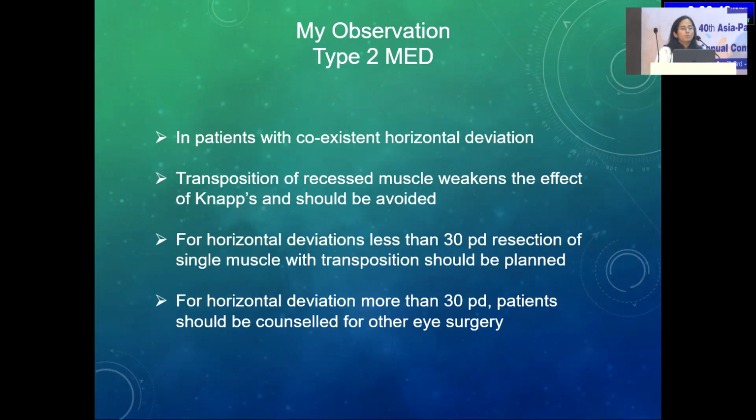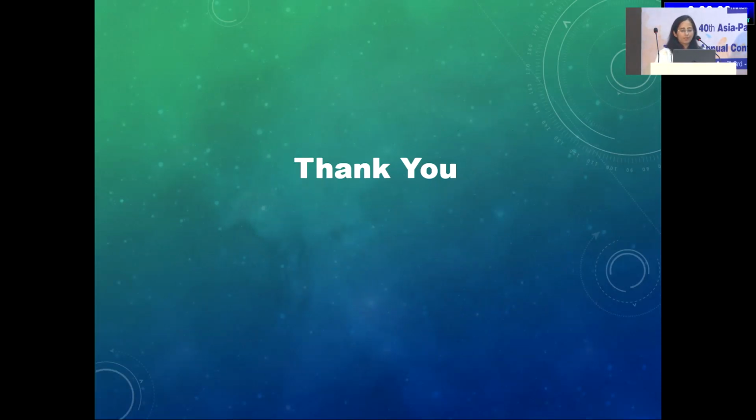For type 2 MED, in patients with coexistent horizontal deviation, you need to transpose the resected muscle. Transposition of the recessed muscle is said to weaken the effect of NAPS and can be avoided at times. For horizontal deviation less than 30 prism diopters, resection of a single muscle and its transposition can be of help. For horizontal deviation more than 30 prism, patients are to be counseled for the other eye surgery. That means for the other eye you can plan for inferior oblique total anterior positioning or a superior rectus recession in these cases. Thank you.